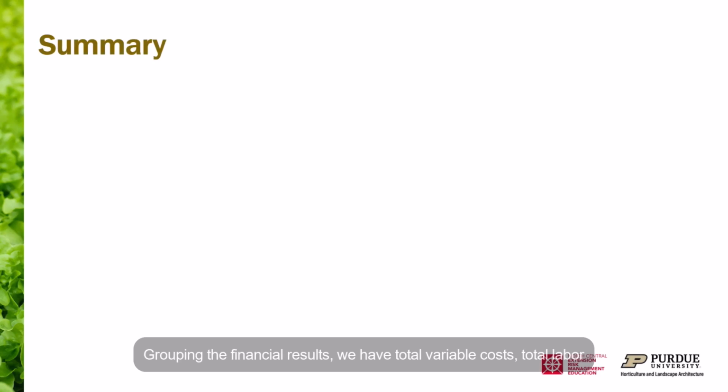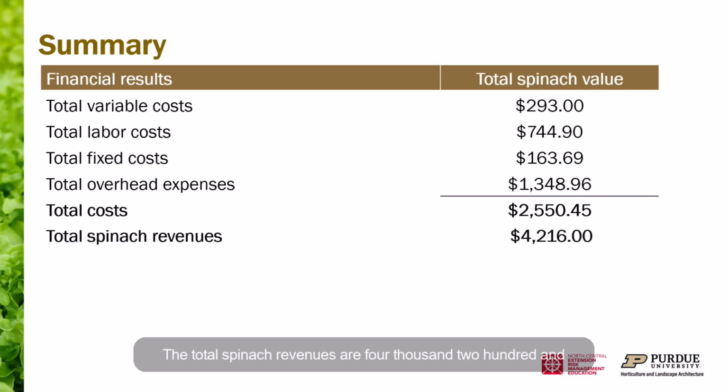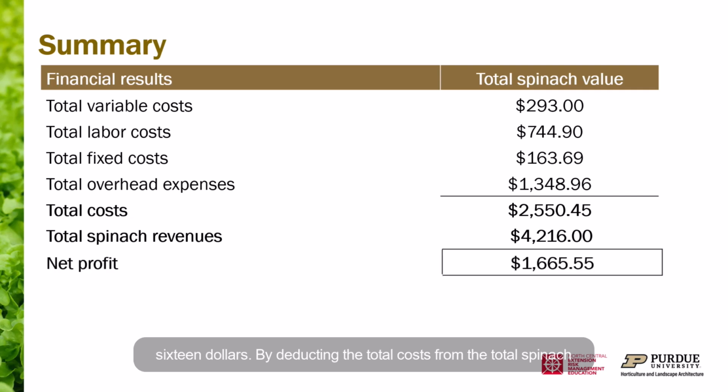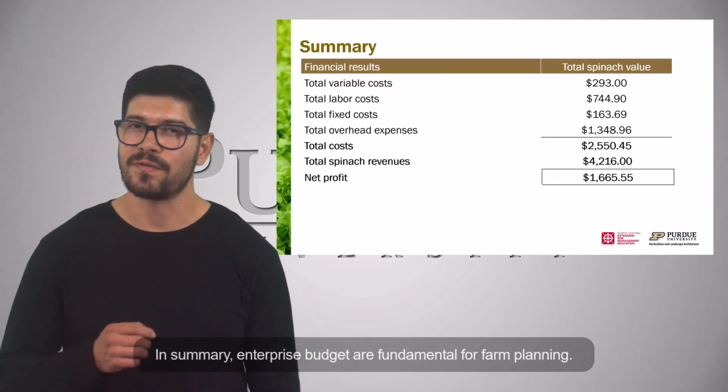Grouping the financial results, we have total variable cost, total labor cost, total fixed cost, and total overhead expenses, resulting in cost of $2,550.45. The total spinach revenues are $4,216. By deducting the total cost from the total spinach revenues, we obtain a net profit of $1,665.55. In summary, enterprise budgets are fundamental for farm planning.